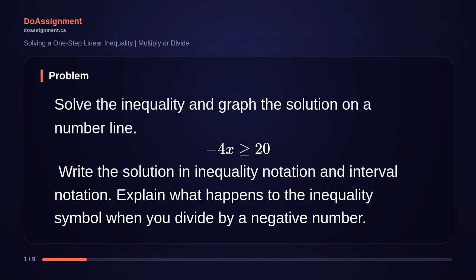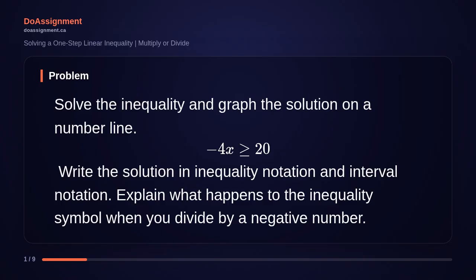Solve the inequality and graph the solution on a number line. Negative 4x is greater than or equal to 20. Write the solution in inequality notation and interval notation.